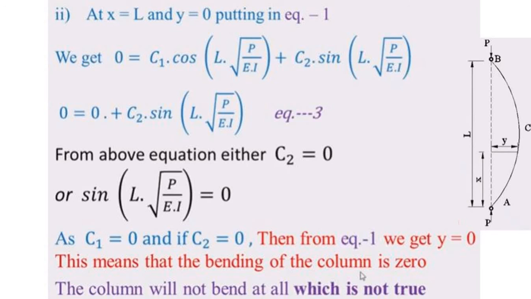From the above equation, either c2 equal to 0 or sine of L into under root P upon EI equal to 0. If c1 equal to 0 and c2 equal to 0, then from equation number 1 we get y equal to 0. That means there is no bending for the column. So such a situation is not true, so we cannot consider that condition.